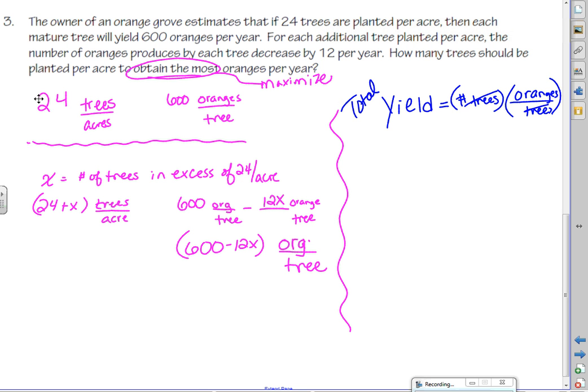So this is good. So our total yield, let's say f of x, is going to equal the number of trees, 24 plus x, times the yield, which is 600 minus 12x. And that should give us amount of oranges. So there's the setup. I think from this point forward, you should be able to take it over, and really you're just taking the derivative, looking for the max value.